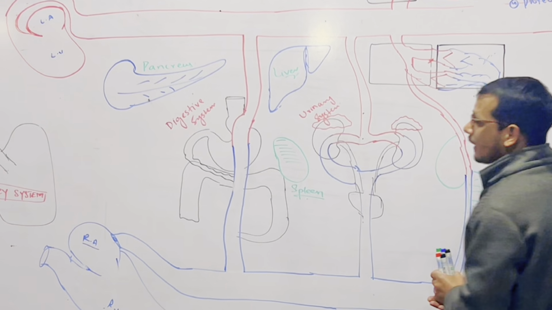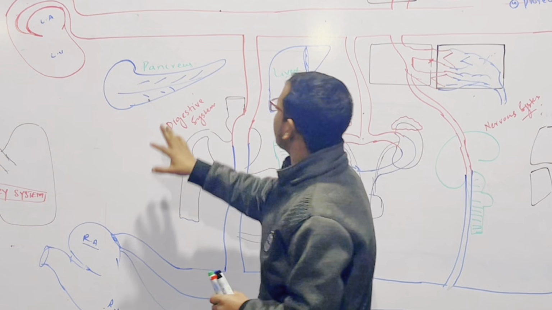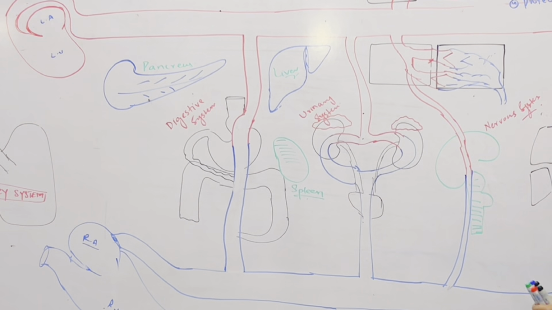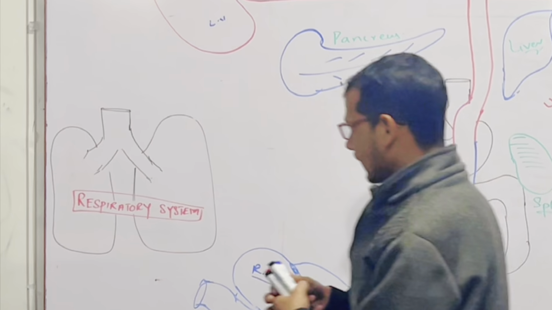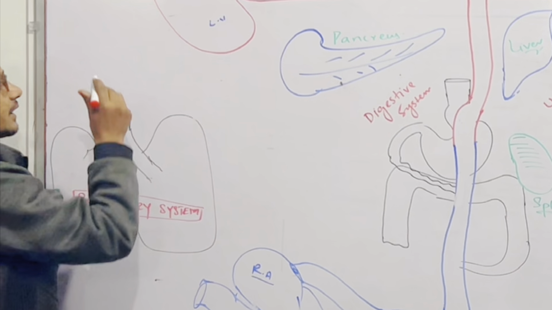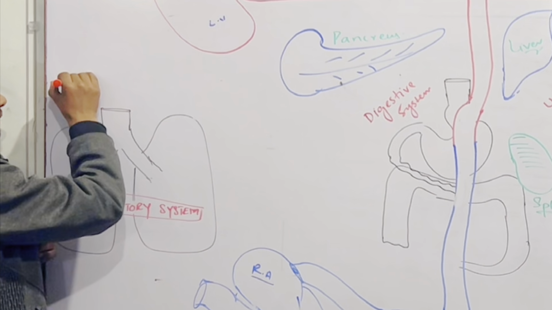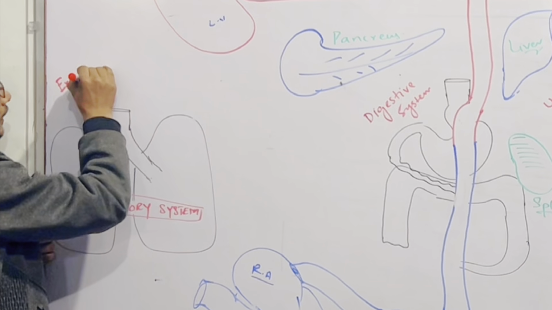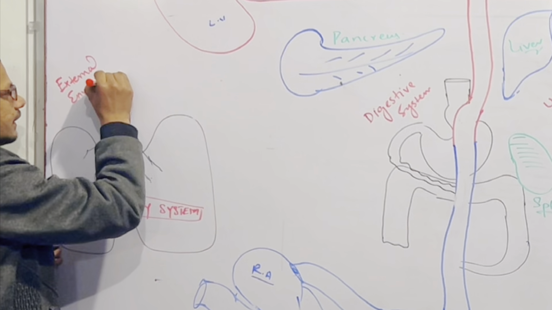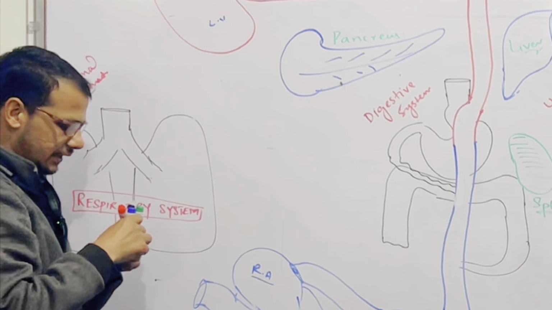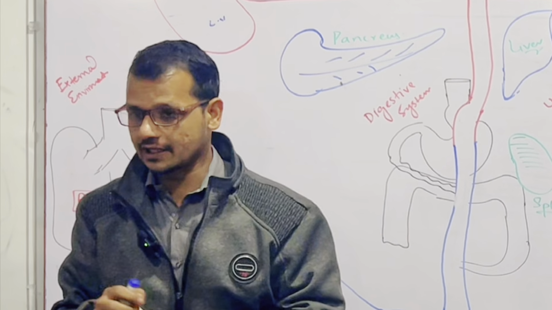Now, the first system in intake of electrolytes and nutrients is the respiratory system. We are taking oxygen from the external environment. For example, this is the external environment. And from the external environment we will take oxygen.